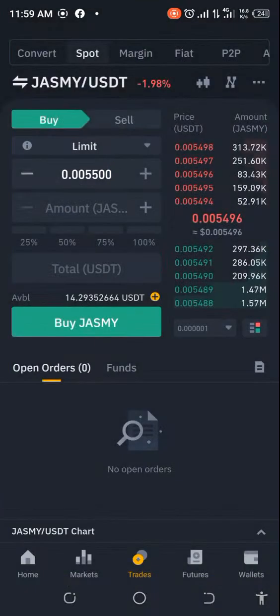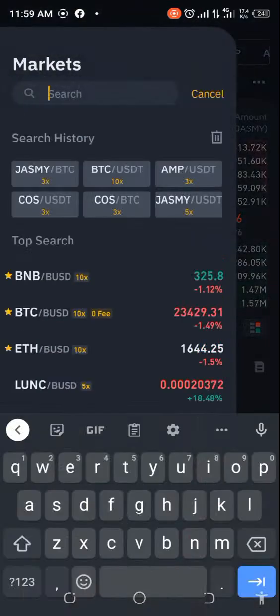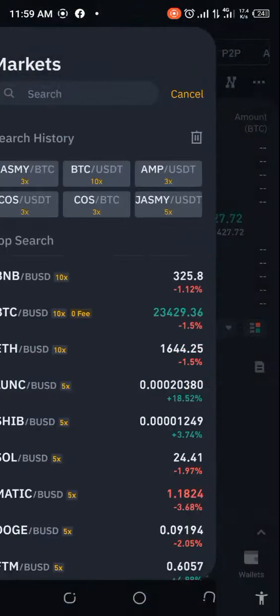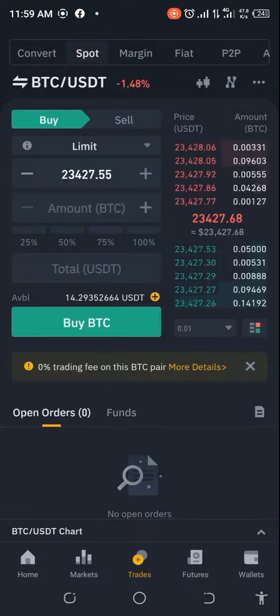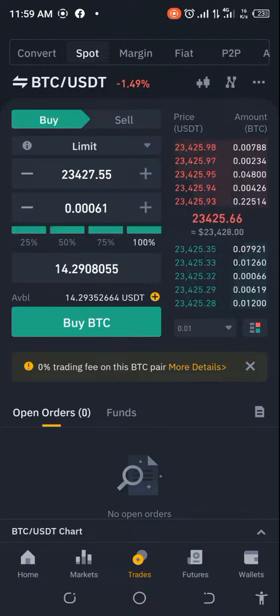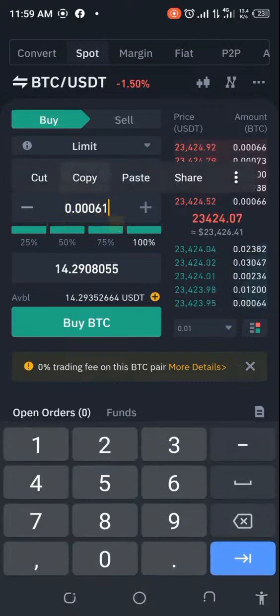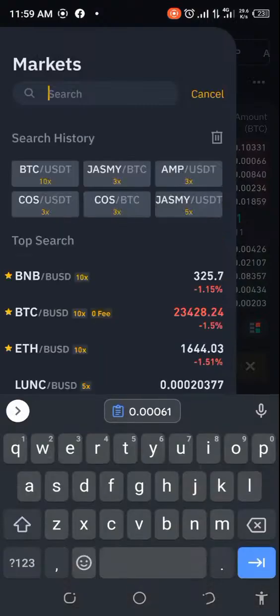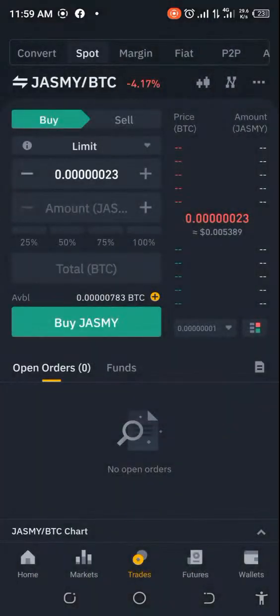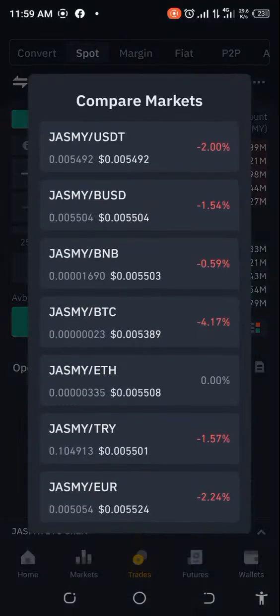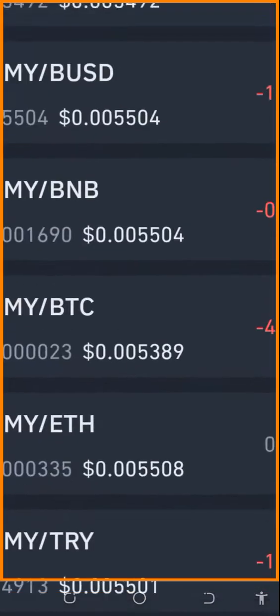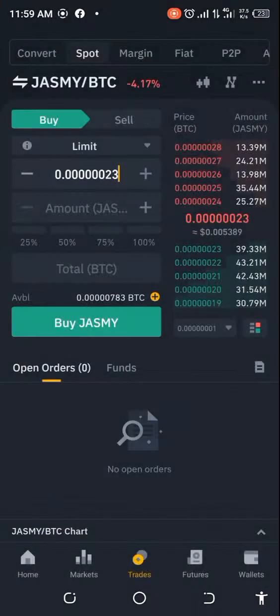So first of all, I'll have to buy BTC. It's important that we simulate first, because that's going to help us know what we're doing. So I'm going to simulate this. Let's do 100%, and what we have is 0.0061. I'm going to copy that, and go back to Jasmine BTC. Let's check again before we go ahead, just to be sure that everything is still intact. Nothing has changed. So we're going to click on that pair and put in the amount.